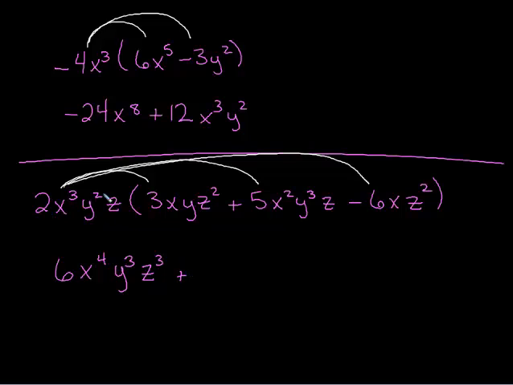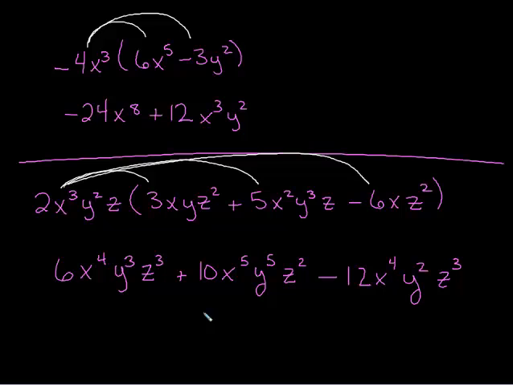Plus 2 times 5 is 10. X to the third times x squared is x to the fifth. Y squared times y to the third is y to the fifth. Z times z is z squared. Minus 2 times 6 is 12. X to the third times x is x to the fourth. Y squared, there's nothing to combine it with, so we keep it. And z times z squared gives me z to the third.